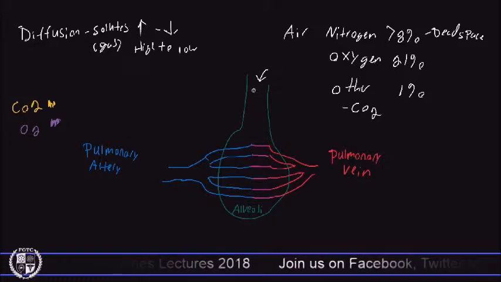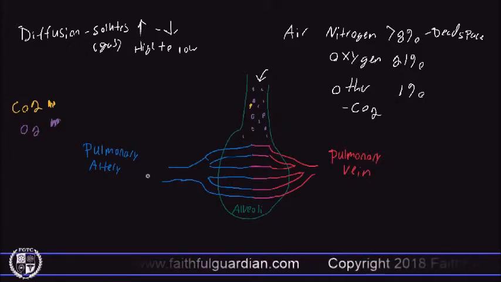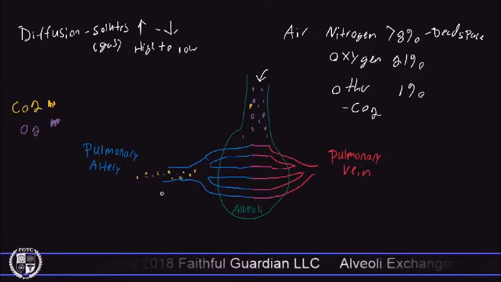So as air comes in, it has a very high concentration of oxygen, and only 1% of all the air coming in is CO2. Now what we have in the pulmonary artery is a very low concentration of oxygen, but a very high concentration of CO2. And that's what we're going to see right here.